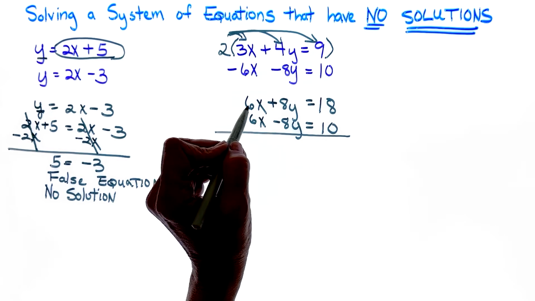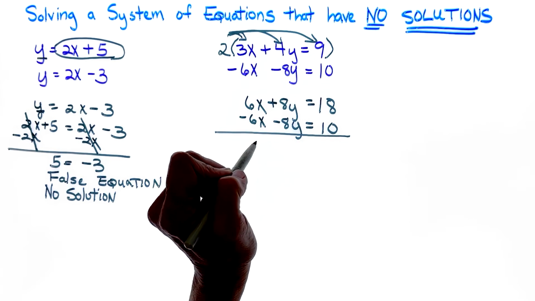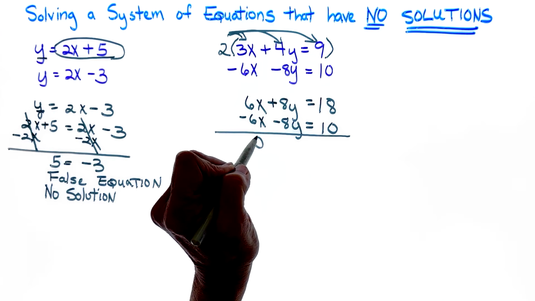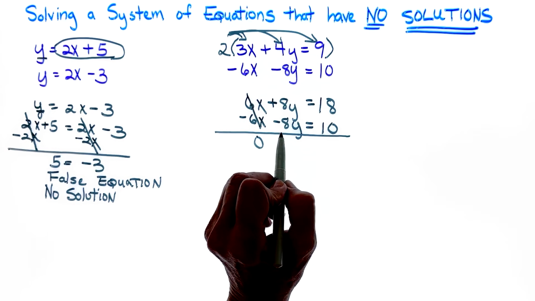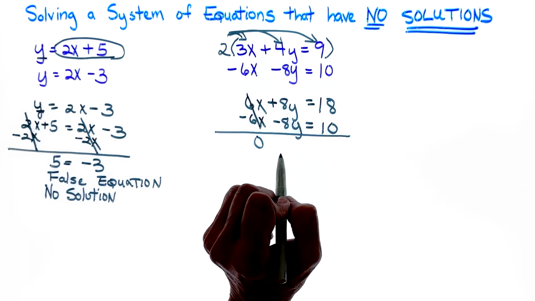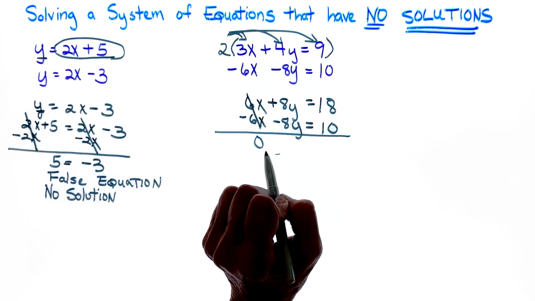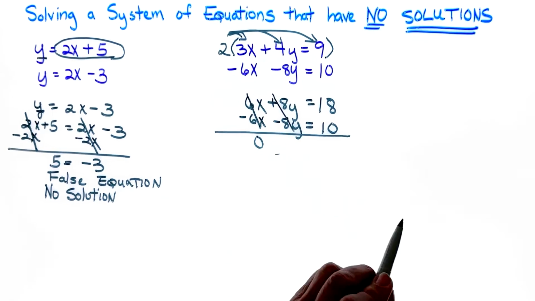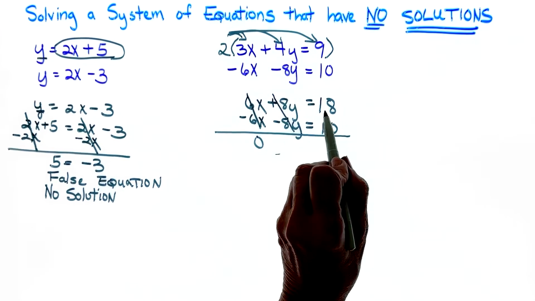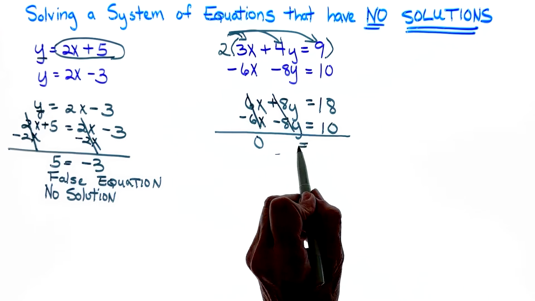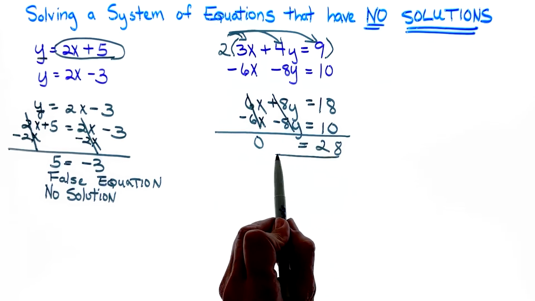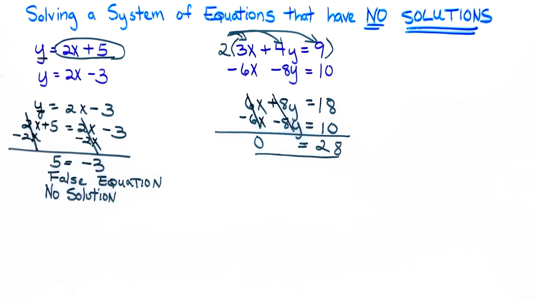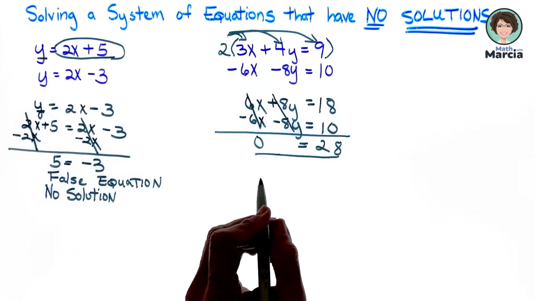So 6x minus 6x, oh, I get a 0 there. So that's gone. 8y minus 8y, oh, I get another 0 there. So I'm just not going to write that. That's gone. 18 plus 10 is equal to 28. Does 0 ever equal 28?